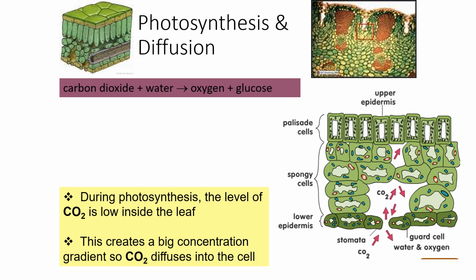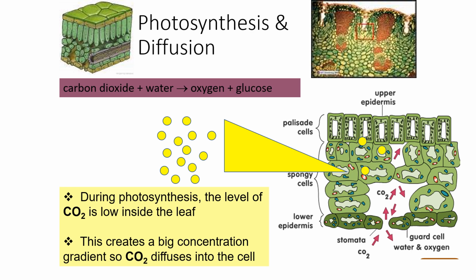During photosynthesis, the level of carbon dioxide inside the leaf is quite low. And you can see this here. I've shown this with three little yellow particles which represent carbon dioxide. This creates a big concentration gradient, so carbon dioxide diffuses into the cell. So the carbon dioxide that's on the left is going to diffuse into the leaf quite quickly because that difference is quite high. The concentration gradient is high, and it will move from the high concentration to the low concentration inside the leaf.